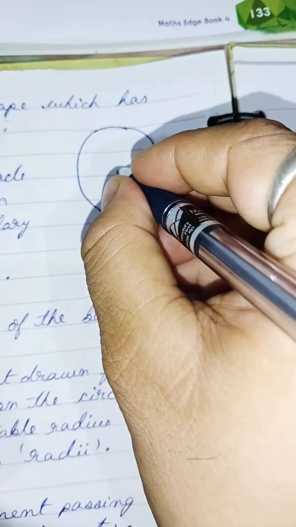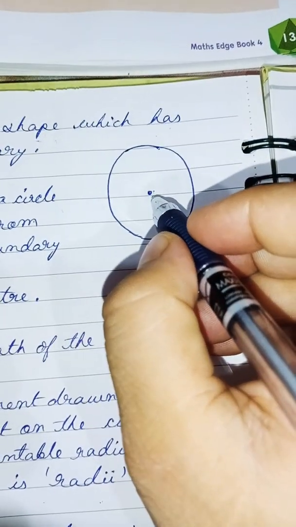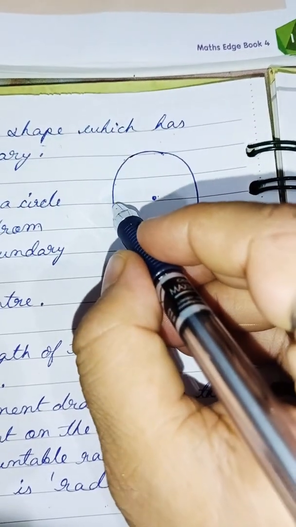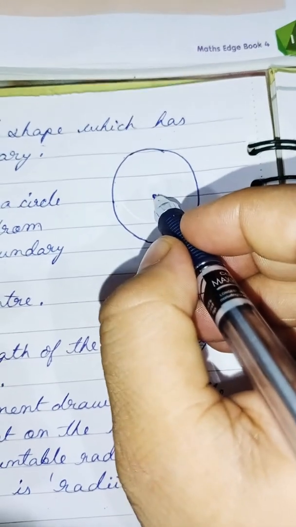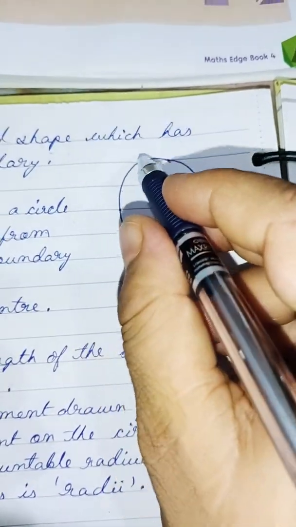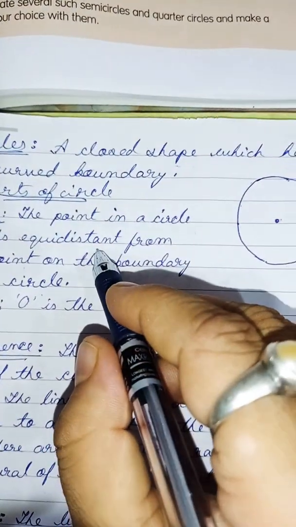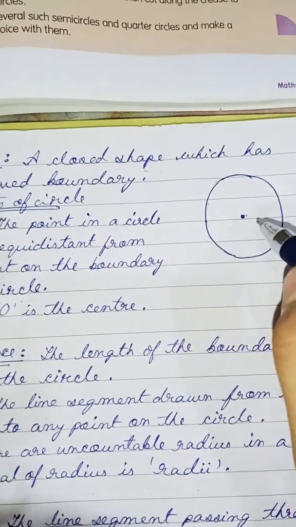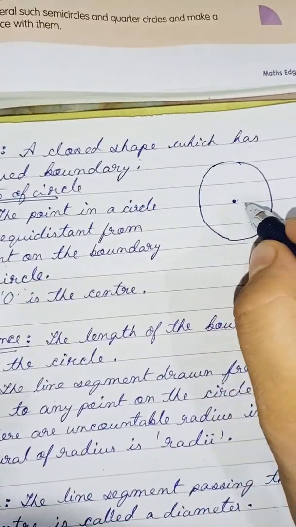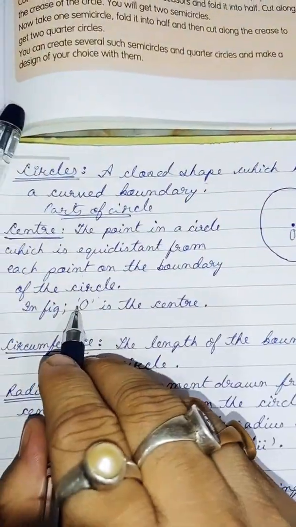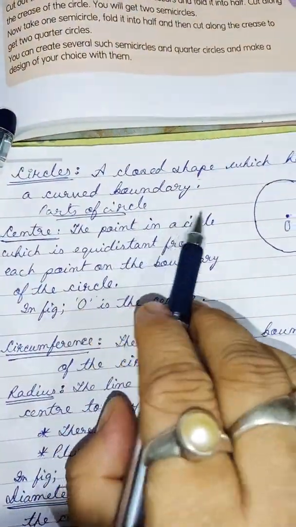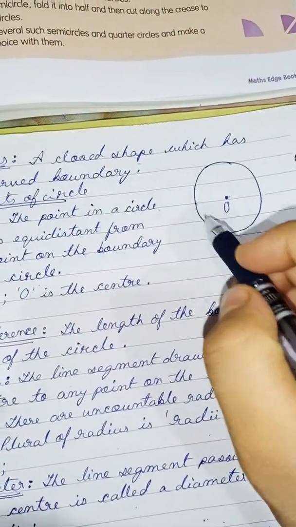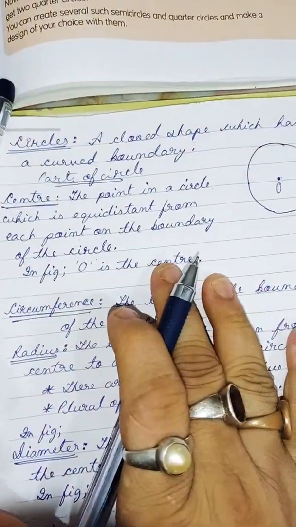So this is a point inside a circle such that the distance of this point from each point on this boundary is same. Say the distance of this point from this point is say 2 centimeter. So it will be 2 centimeter from every point, not just this point but from every point. So that is what equidistant means. So this point is known as the center of the circle. Say in this figure I name this center as O. So O is the center of the circle. So the point in a circle which is equidistant from each point on the boundary, that means which is at the same distance from every point on the circle. So that is what center means.